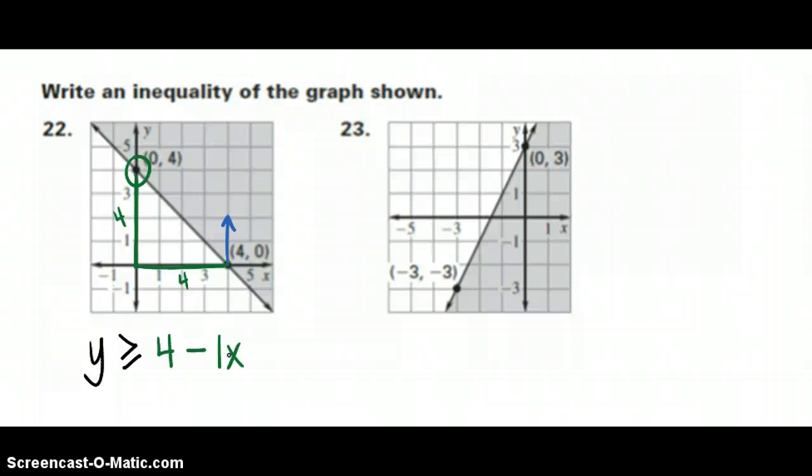Again, you want to do the same thing in number 23. Start out with your y. We know that's going to be the first part of our inequality. Then evaluate, is it a dotted line? Is it a solid line? Is it shaded above or below? Those two things are going to tell you which way your inequality symbol should go and if it's an equals to or not. And then use the slope and the y-intercept to finish writing your inequality.